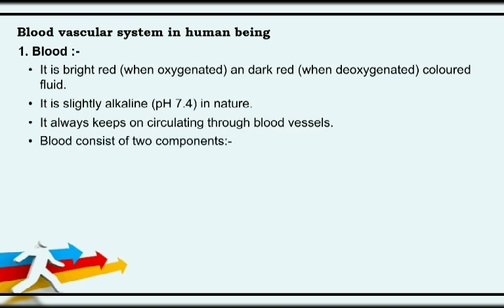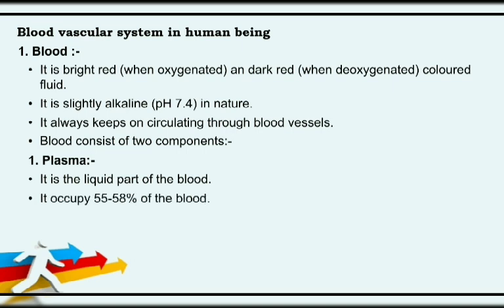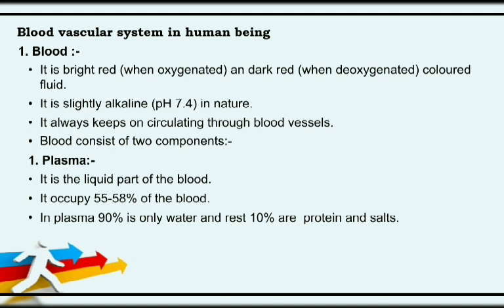Blood consists of two components. I think this question will come in the 2018 set number B. Okay, blood consists of two components. Number one is plasma. That is the liquid part of the blood, the non-living part of the blood. It occupies 55 to 58% of the blood. In plasma, the maximum amount is water, about 90%. And 10% is the rest, that is protein, salts, soluble materials, and organic compounds.